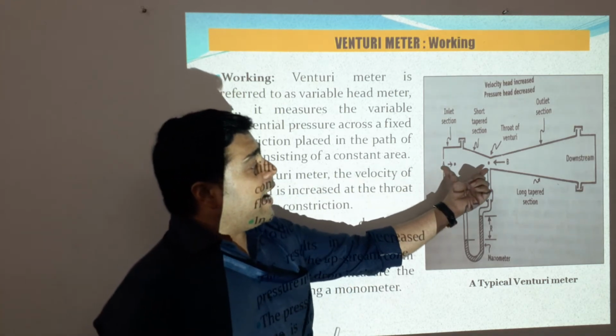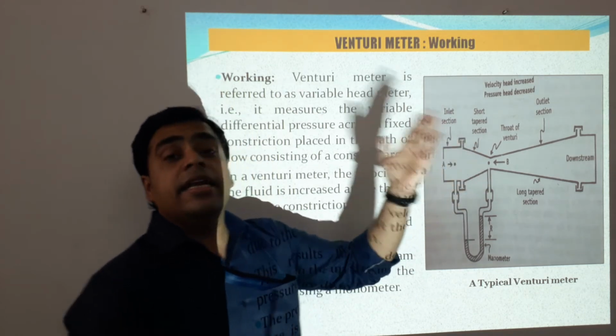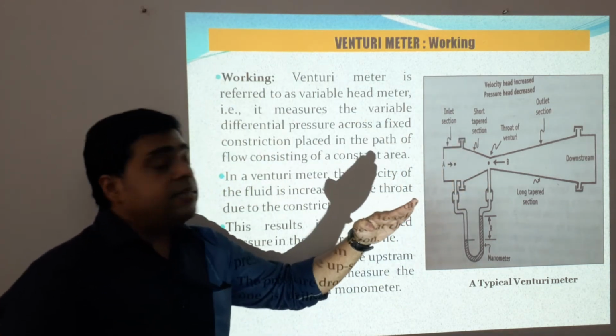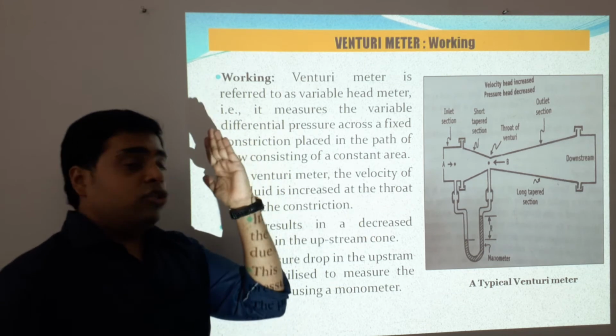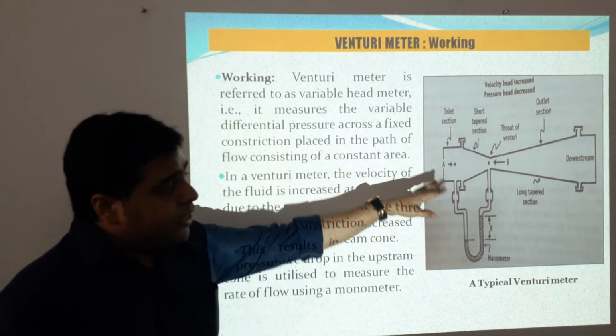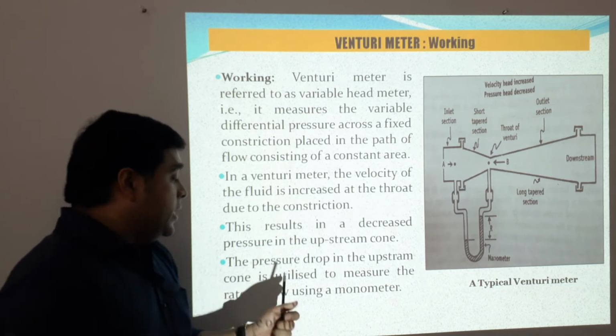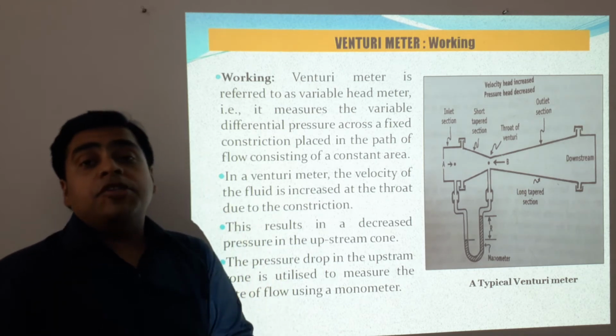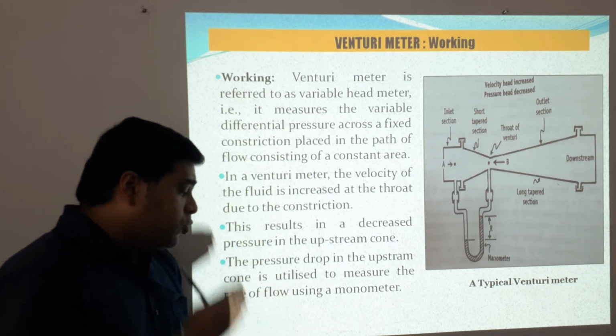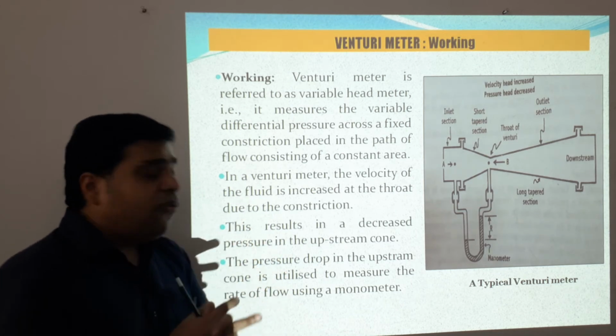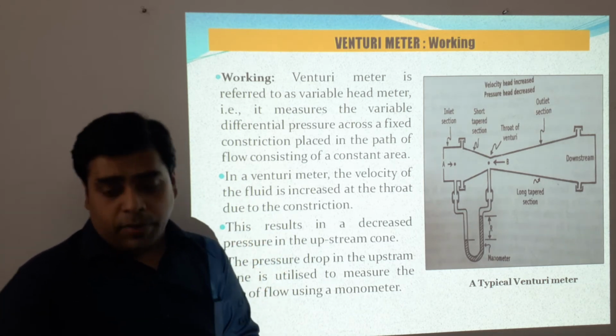The pressure at this particular point is a decreased one. So this is the reason, because there is a constriction where the venturimeter is fitted, and the pressure at this particular point is quite decreased. The pressure drop is utilized to measure the rate of fluid flow using a manometer.